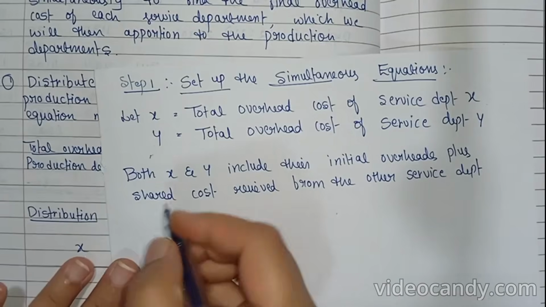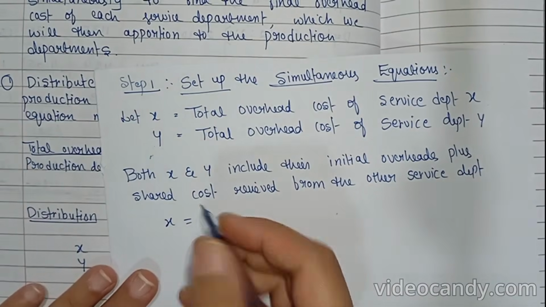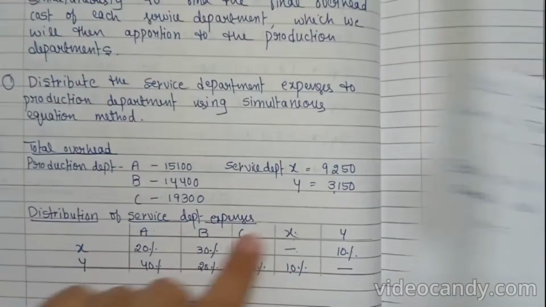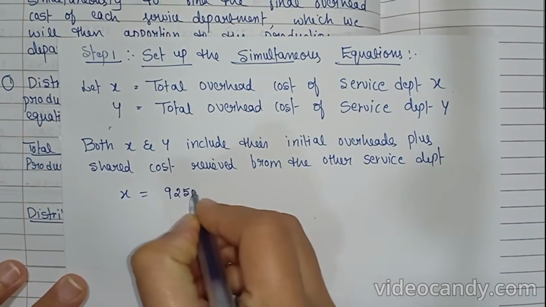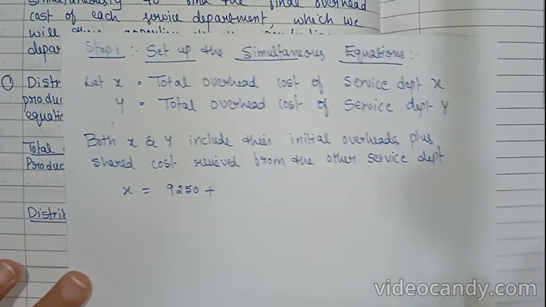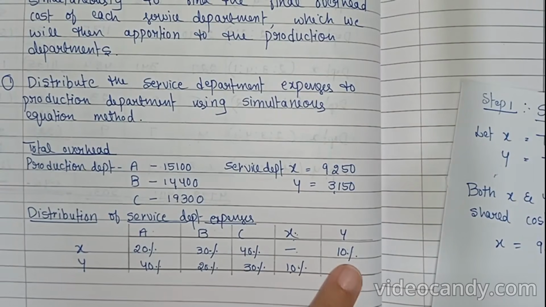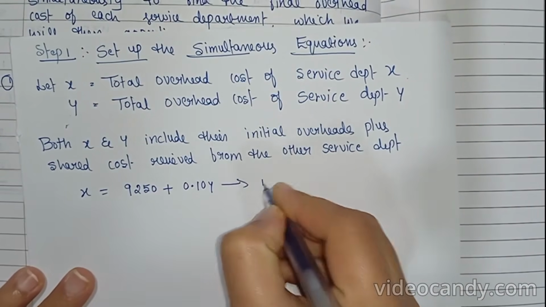See here, X means what? X equals initial overheads, that is 9,250, plus shared cost received from other service department. It means 10% of service received from other service department, so we have to take it in decimals, that is 0.10y. This is equation 1.